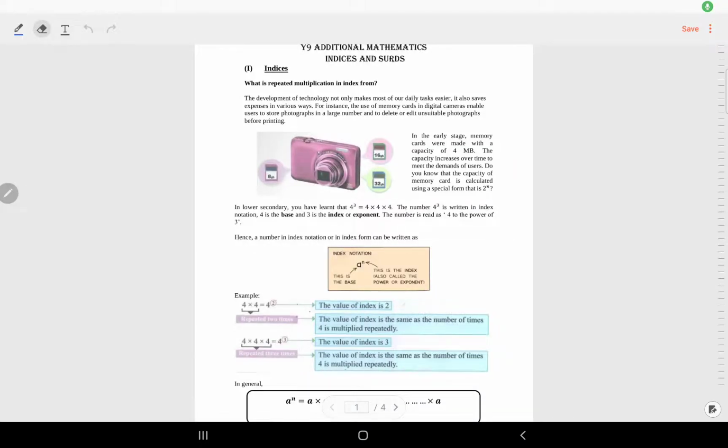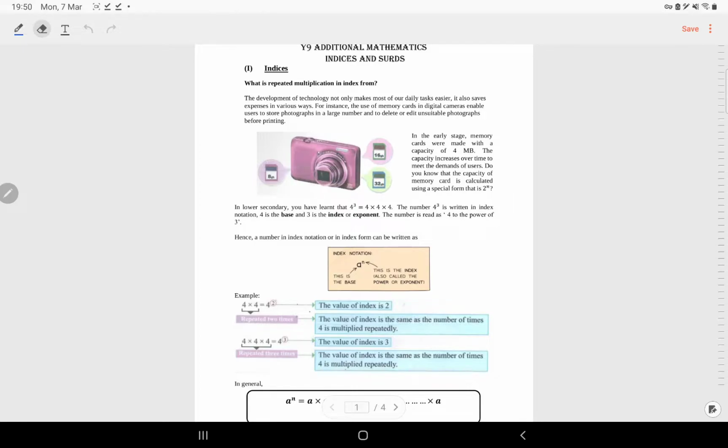So today's lesson is on indices. For this topic you will learn indices and surds. The first one that we will cover will be indices, and then we will cover surds.